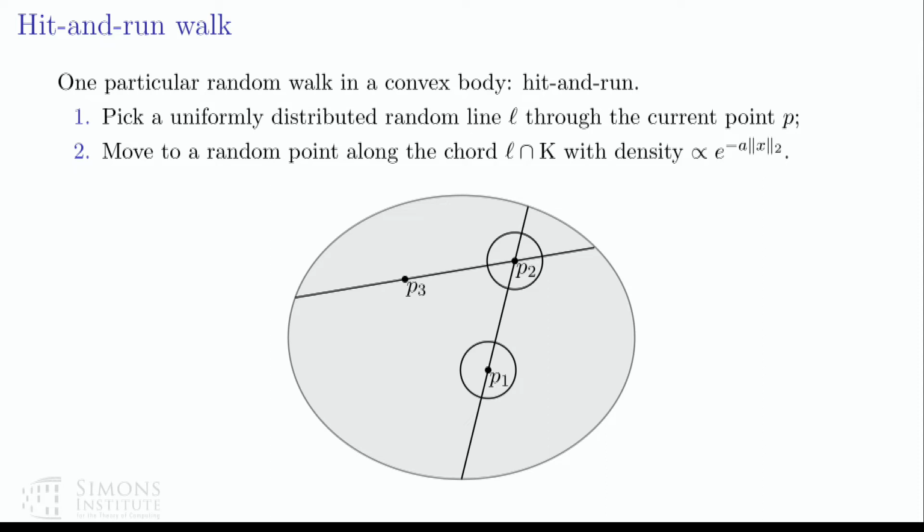For the second step, after you shoot the chord, which intersects with the convex body, you move to a random point along this chord, which is proportional to this density. So what is the main observation here? In general, walking in n-dimensional space is a very difficult task, and it suffers from the curse of dimensionality. But this gives a very natural reduction from an n-dimensional walk to a one-dimensional walk, and it actually works very well.